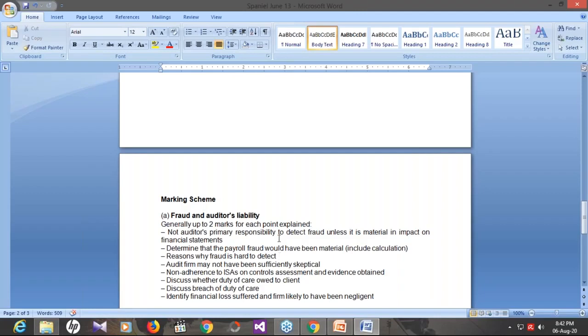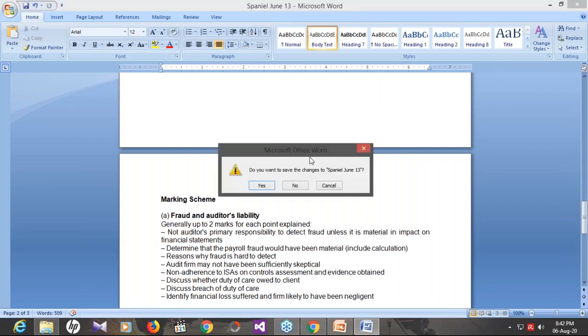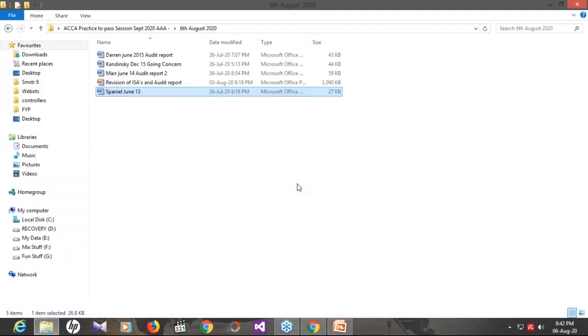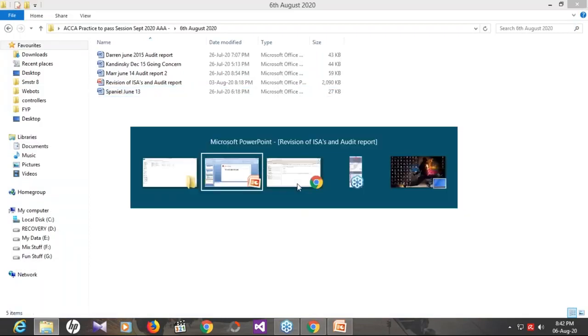So you can see there are some ISAs involved, and to earn maximum marks, you need to have a good understanding of ISAs. That is why these slides of ISAs are included in the handouts. You can download them and revise from there. So this is important.